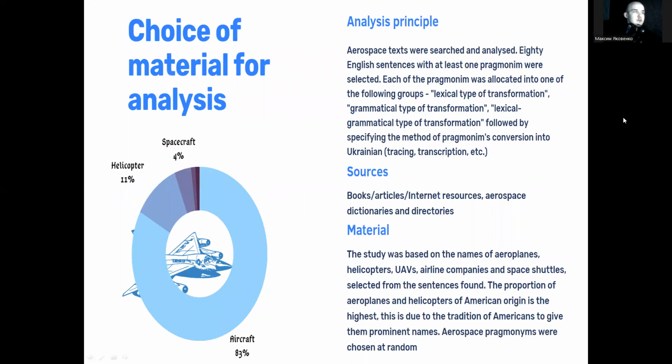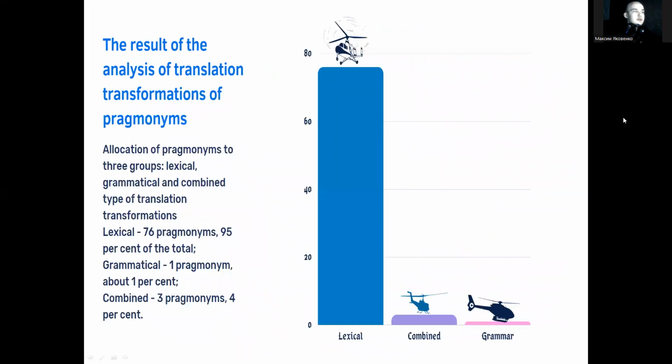During the research, aerospace texts were searched and analyzed, and 18 English sentences with at least one pragmonym were selected. According to the results of the translation analysis, each of the pragmonyms was allocated into one of the following groups: lexical, grammatical, and combined type of transformation. The material for the study was the names of airplanes, helicopters, UAVs, names of aviation companies, and space shuttles selected from the found sentences. A translation analysis of all product names has been carried out, and the pragmonyms have been divided into 3 groups, with several subgroups according to the type of transformation used in their translation.